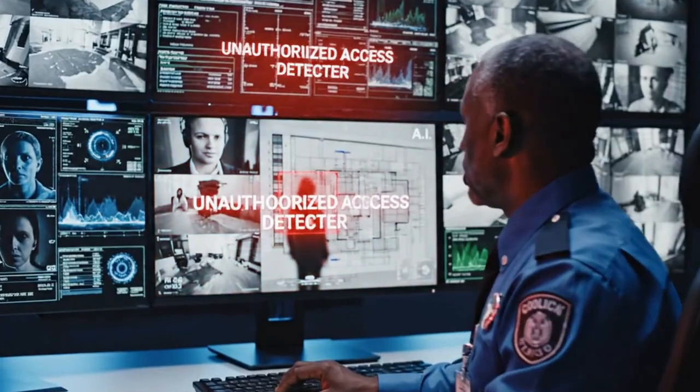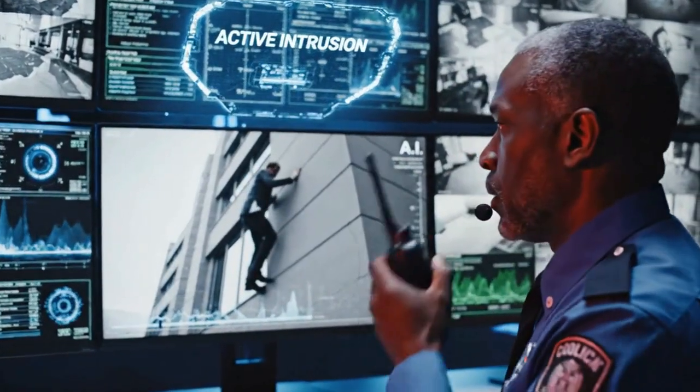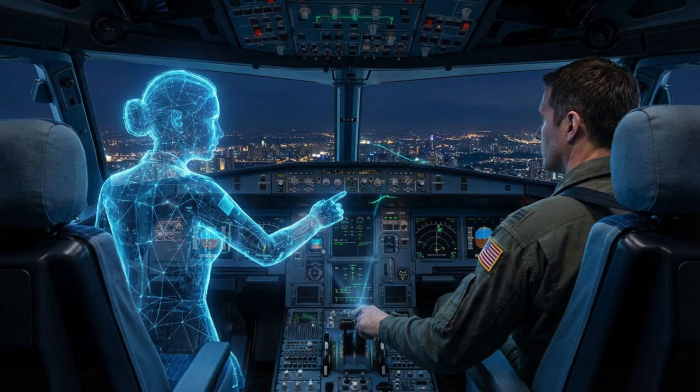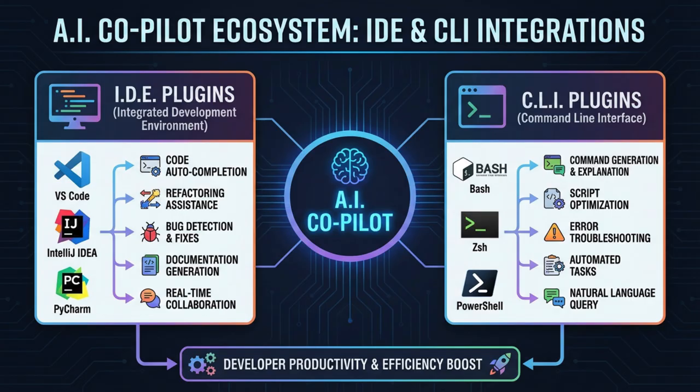If the last video was about breaking into the building, this video is about the security guard who is watching the cameras using AI. We are talking about copilots, MCP, and the new software stack you need to master for the exam. First, let's talk about the AI copilot. This is the most common tool you will use. The exam divides this into two categories: IDE plugins and CLI plugins.